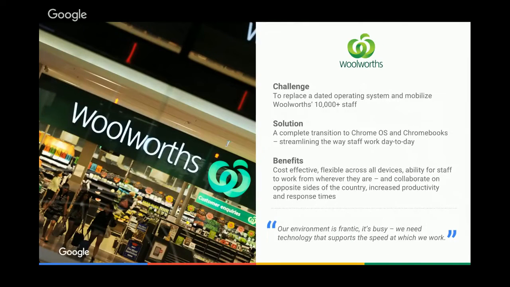Woolworths is another example. It's a very large retailer in Australia, and they had many, many dated systems, and now they have 10,000 plus staff utilizing Chrome OS and Chromebooks today. They're also a Google Apps customer, so the combination of collaboration and Chromebooks that we were talking about earlier, this is a perfect example of it. And again, there's a variety of use cases they're doing here. Everything from back office to the head office operations down to the store operations as well.